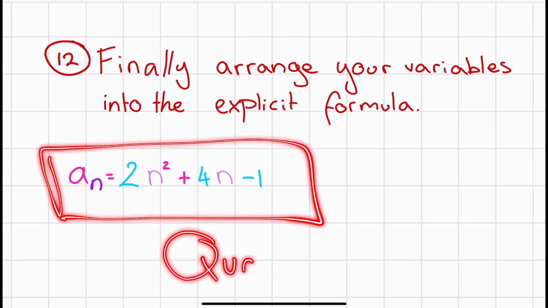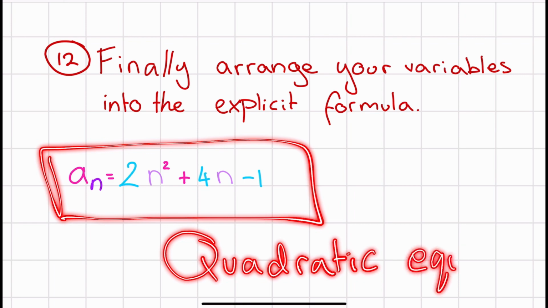Thank you for watching. Today we looked at how to use simultaneous equations to find the equation or the explicit formula for the sequence.